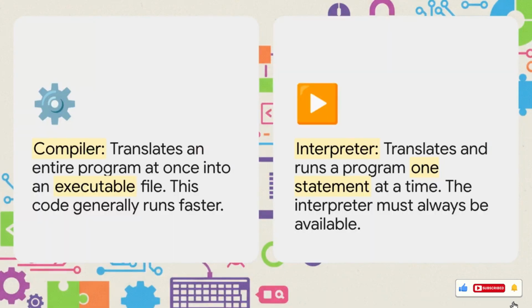Now, there are basically two types of translators that do this job. The first is a compiler. A compiler takes your entire program, reads it all in one go, and spits out a completely separate file that the computer can run directly. This is usually super fast. The other type is an interpreter. It goes through your code one line at a time, translating and running each line as it goes. It can be a little slower, but it makes finding errors a lot easier.